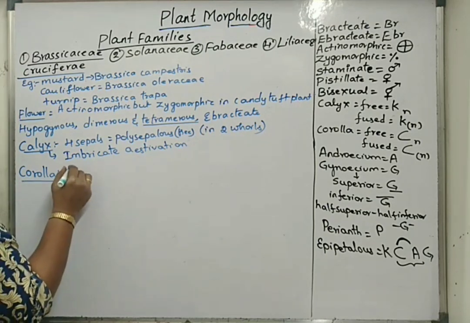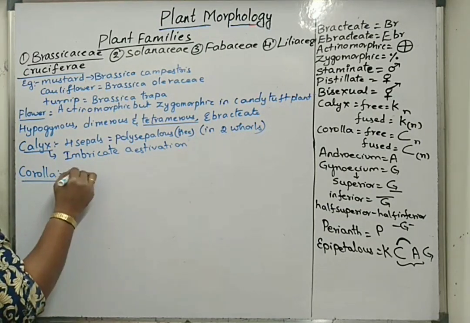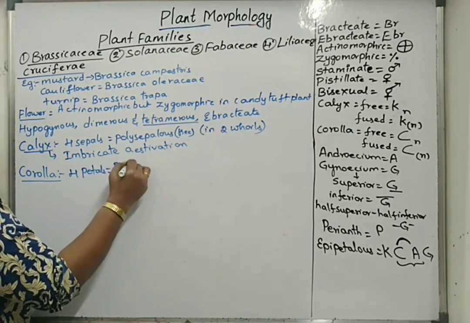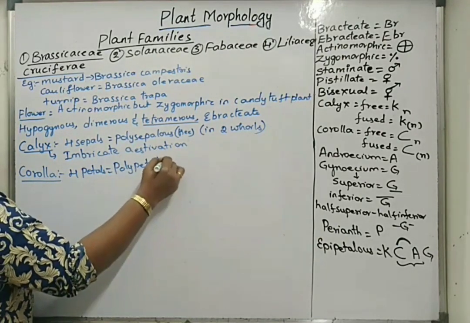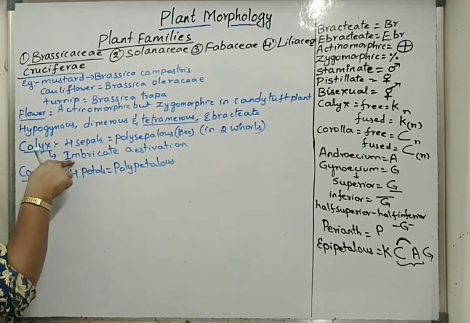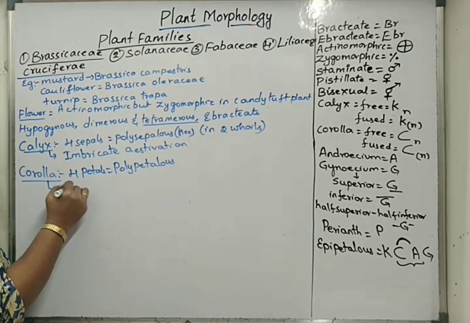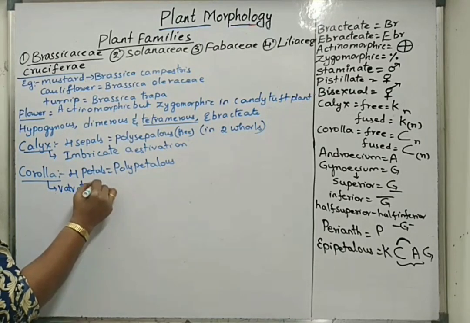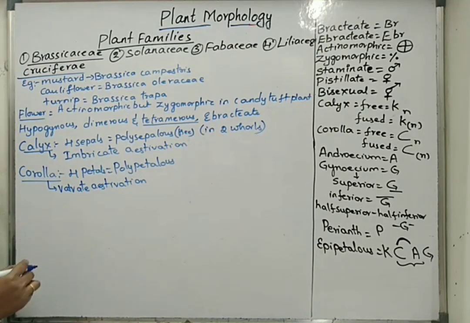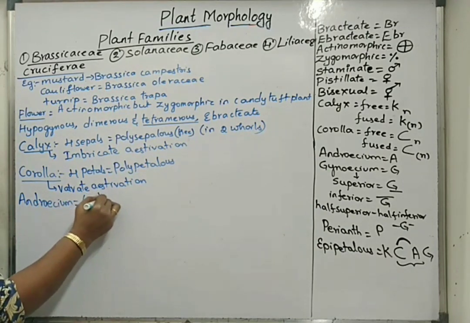Next, about corolla. Corolla means the whorl of petals. There are 4 petals. All are free, so called polypetalous. Next, sepals show imbricate aestivation. Petals show valvate aestivation. Aestivation means arrangement of sepals and petals. Next, coming to androecium. There are 6 stamens.